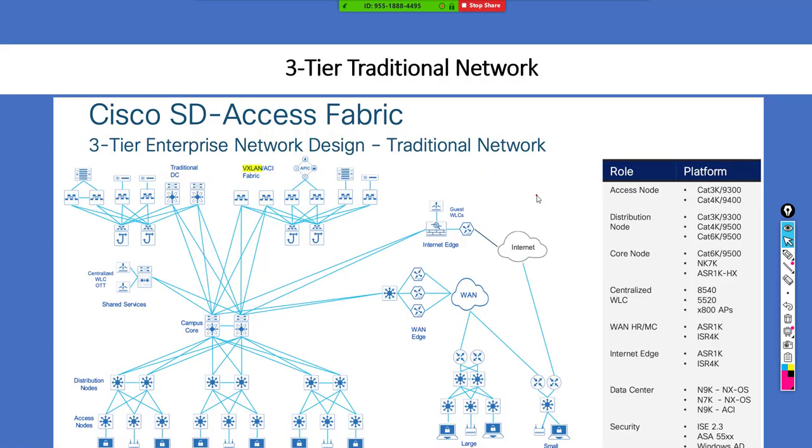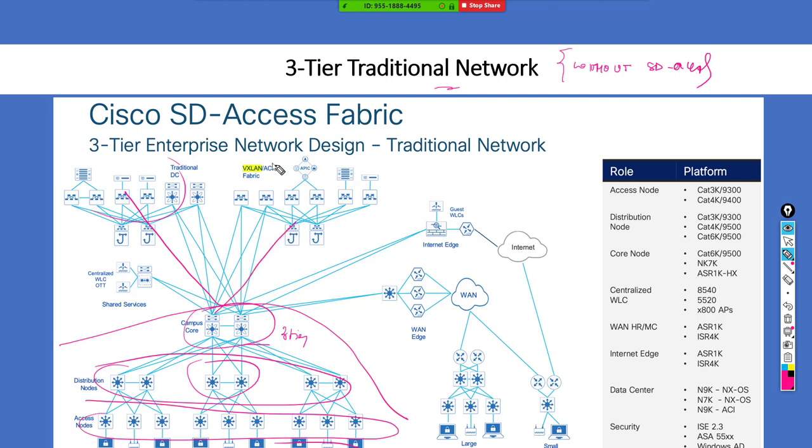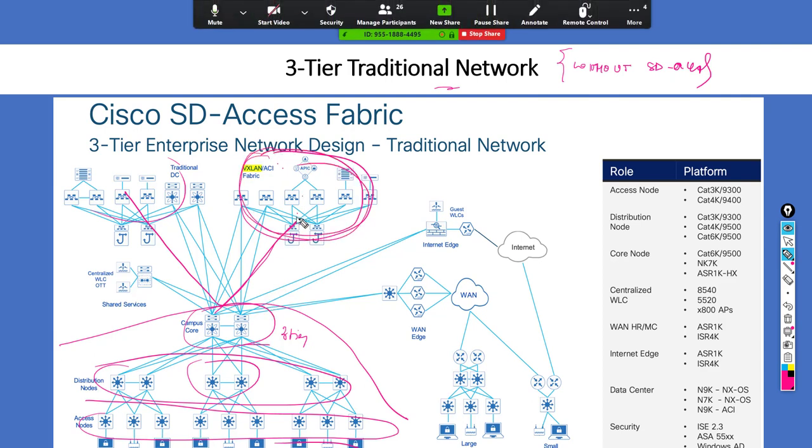Now this is a three-tier traditional network, that means without SD access, just traditional. So what does traditional say here? Let's say this is my 3-tier architecture: the core, distribution, access layer, and all the end devices. It's connected with another data center. It's connected with your SD WAN, but let's say it's not integrated. I'm just showing you that SD access is here.